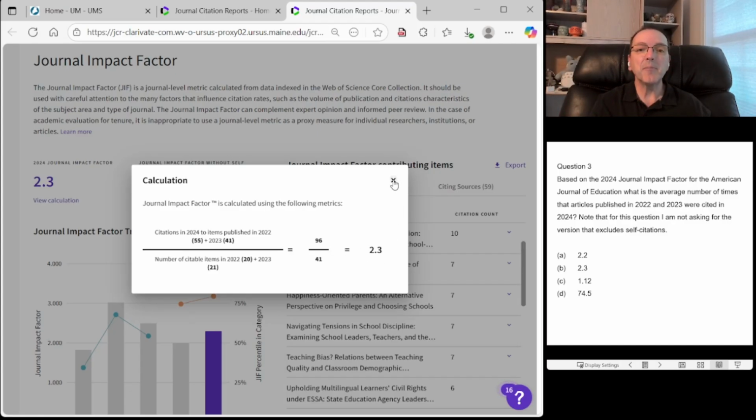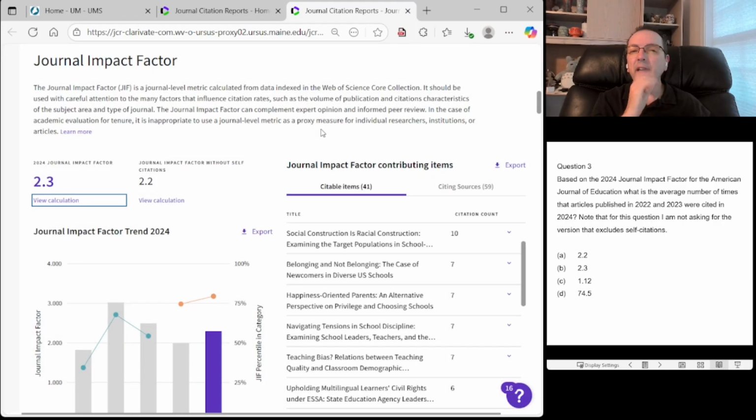That's where it comes from. You notice it uses the language citable items. That's because sometimes a journal will publish a paper that no one would ever cite. So you don't want to count that. You don't want to mess up the numbers, make it a little murky by including things.